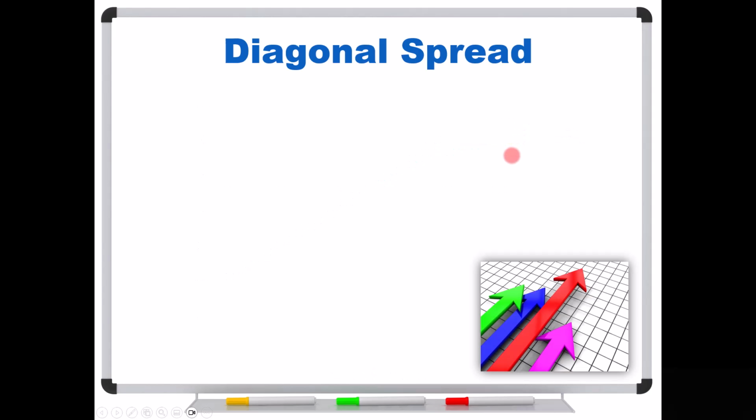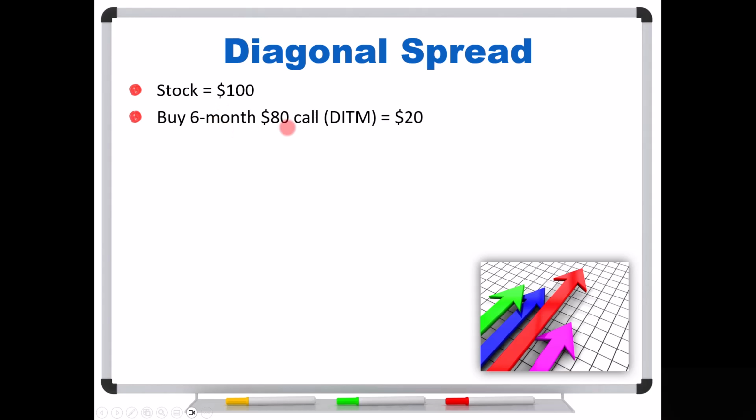However, let's take a look at a diagonal spread. This is one of the many ways where traders get into trouble. Let's say the stock is at 100 and you buy a 6-month $80 call. So this is fairly deep in the money.